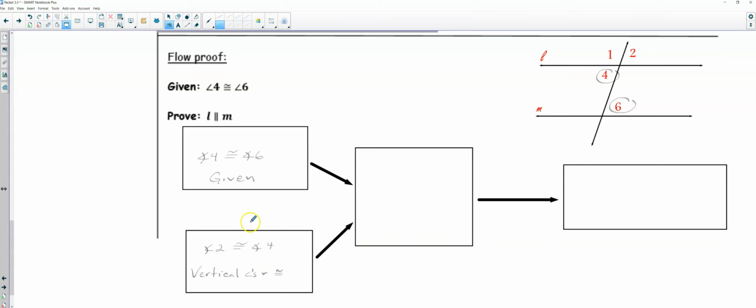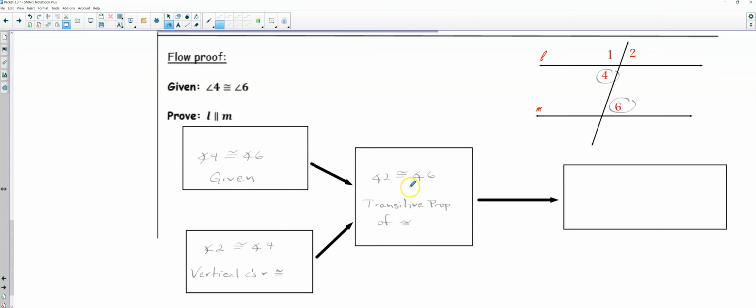Then out of this, we have that if angle 6 is congruent to angle 4 and angle 4 is congruent to angle 2, then angle 2 is congruent to angle 6, right? And that's because of the transitive property of congruency. So the transitive property of congruency. I'm going to write that in there.